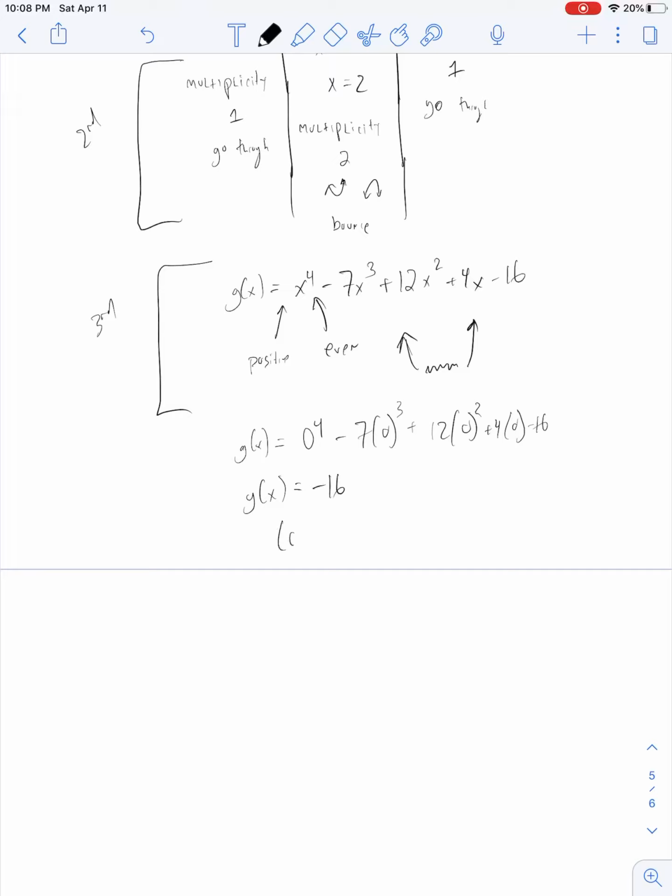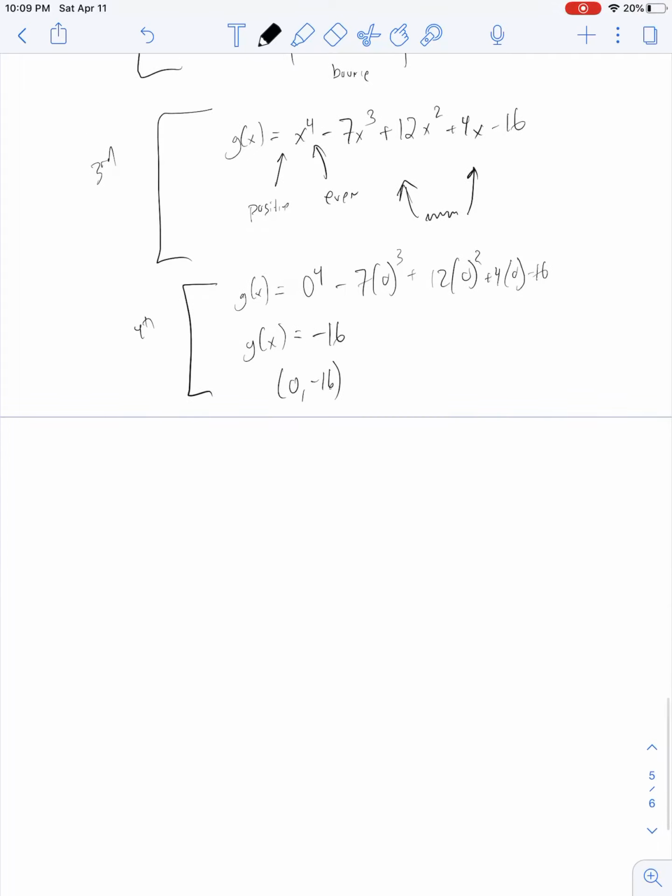So we get what? Negative 16. So we get 0 and negative 16 as our y-intercept. Fifth step, now we can graph. It's going to work backwards. I got 0, negative 16, so that's got to be somewhere down here, right?